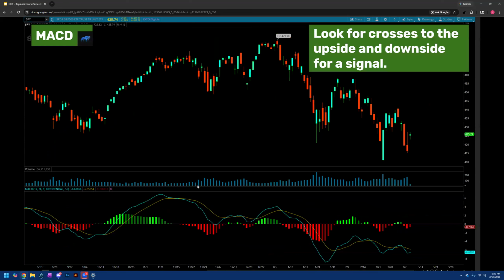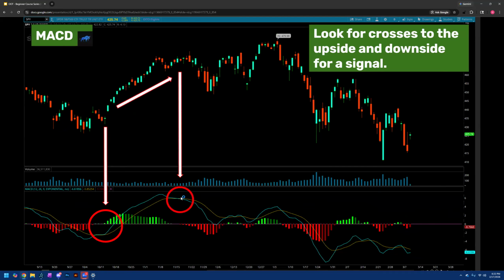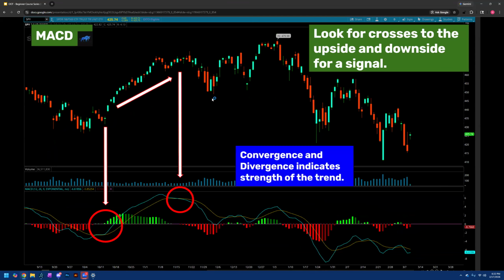So a couple things that you can do with the MACD. The first is looking for crosses to the upside and downside for a signal. For example, here we get this cross to the upside. We see this blue line coming above the brown, and we also see this histogram flip from red to green. You'll see that this was the beginning of a pretty nice uptrend higher. And then here we get this bearish cross, so the blue line drops below the brown, and you can see a decent downtrend following that as well.